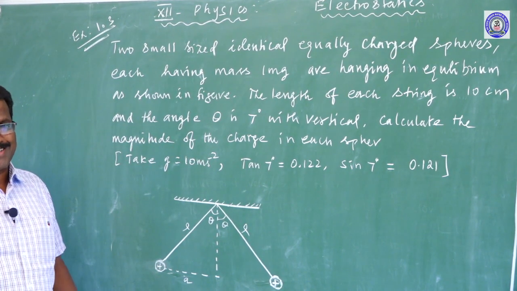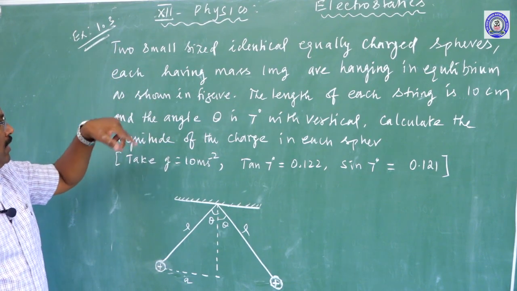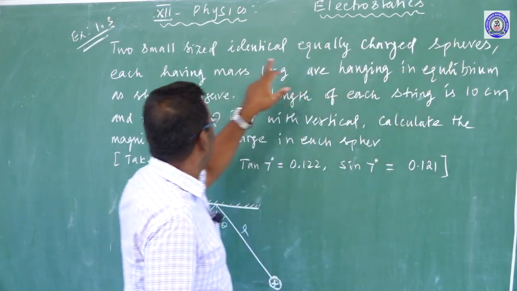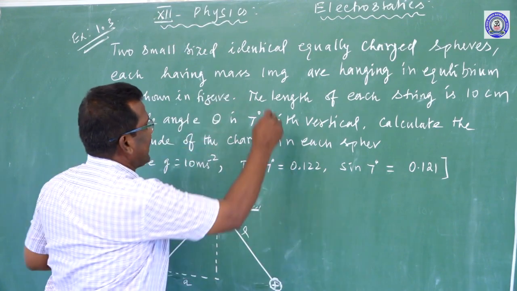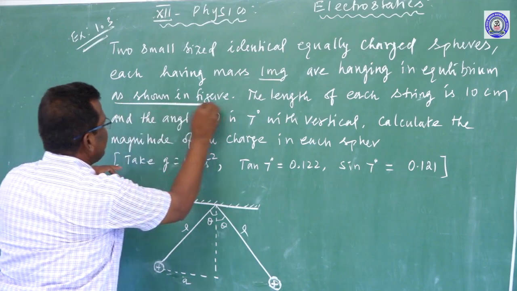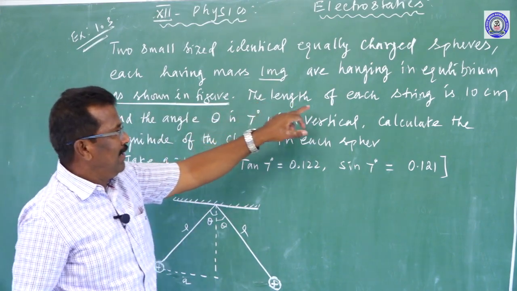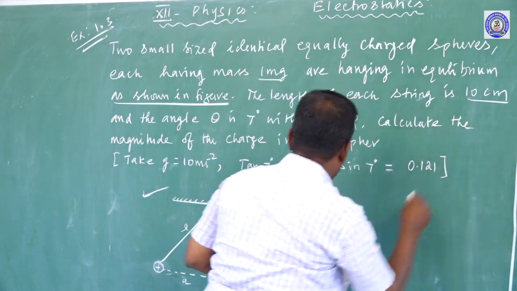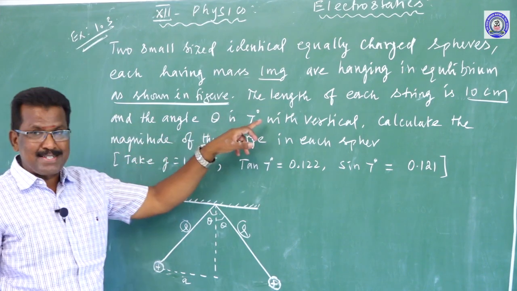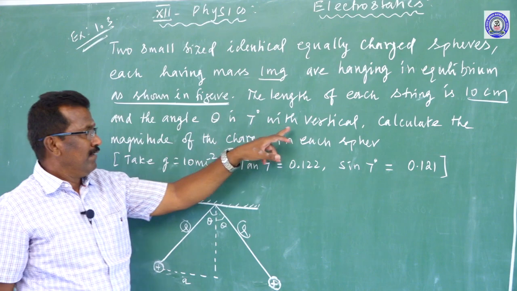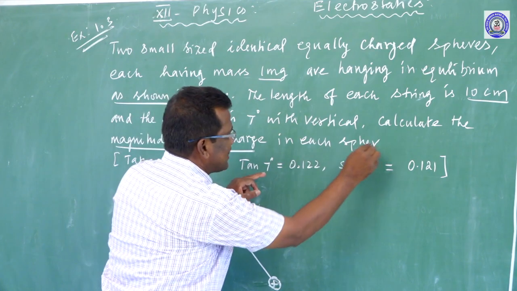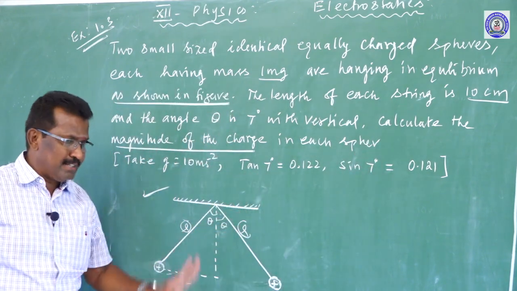Let's start with the first problem, that is example 1.3. Two small sized identical equally charged spheres, each having mass 1 milligram, are hanging in equilibrium as shown in the figure. The length of each string is 10 centimeter and the angle theta is 7 degrees with the vertical. Calculate the magnitude of the charge on each sphere.